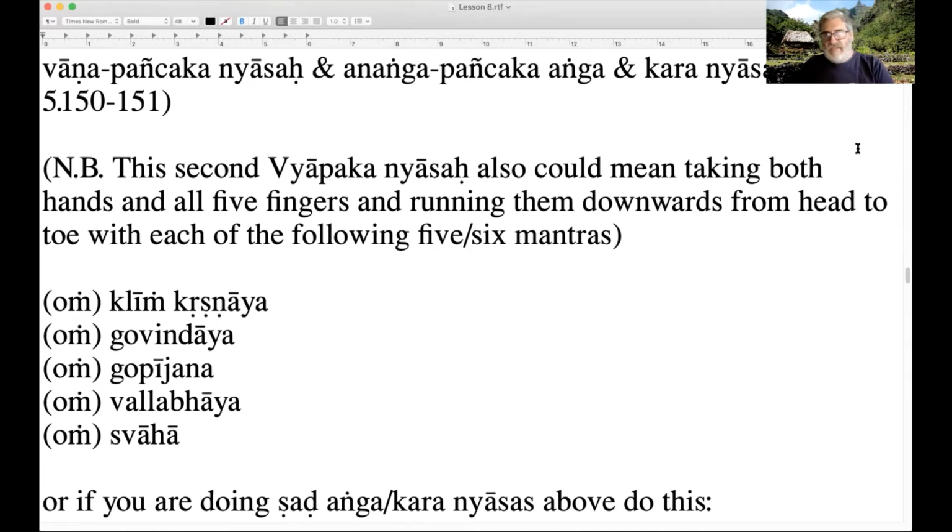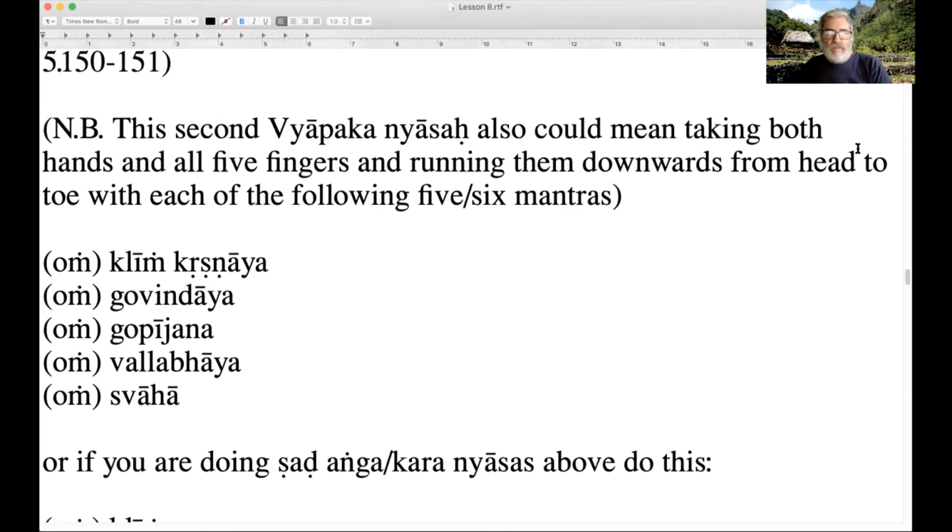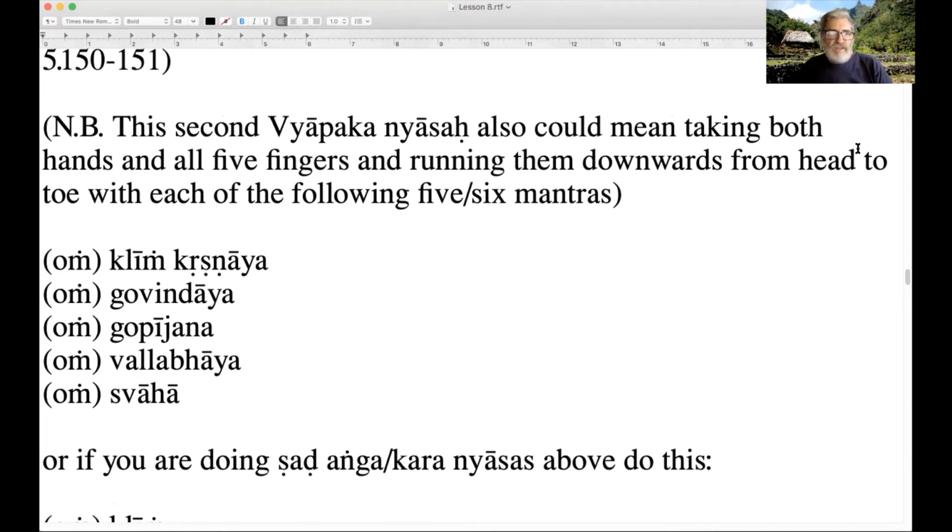Okay, so this is very common, and even Sri Vaishnavas do this Vyapaka Nyasa, where from head to toe they meditate on covering the whole body with these different parts of the mantra. So this Vyapaka Nyasa would be just to do like this, and we can add Omkara to each one of these mantras. So we're dividing up the Gopal Mantra.